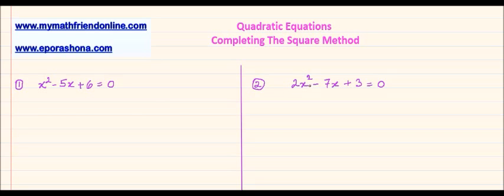Now we will be solving both of these two sums by the completing the square method, and we will be seeing what is the difference between the procedures. Okay. So let us start with sum number 1.